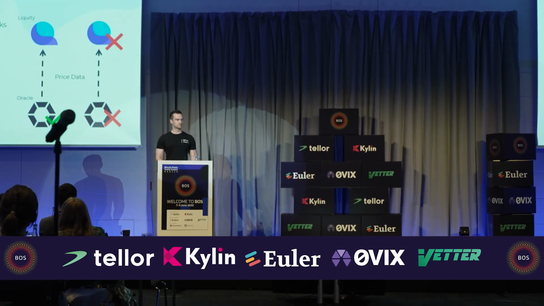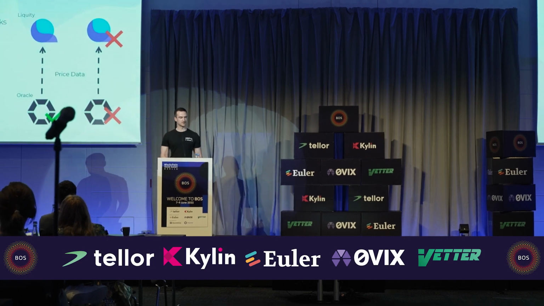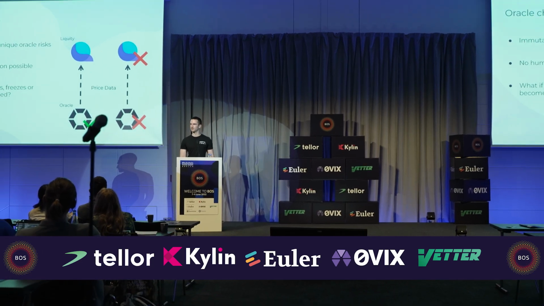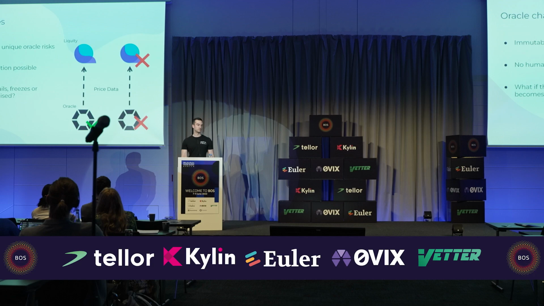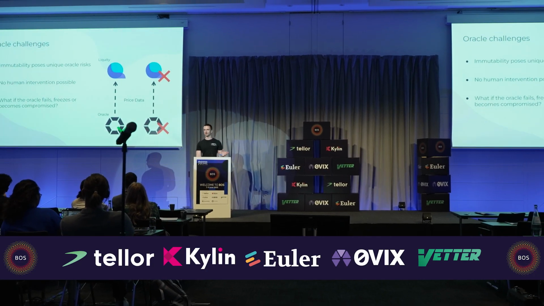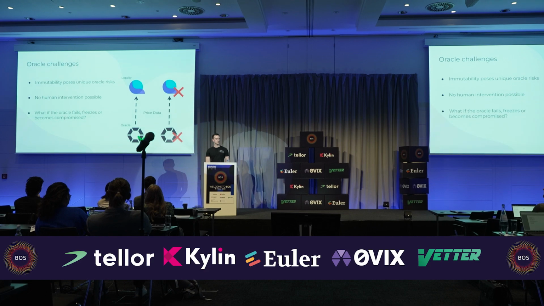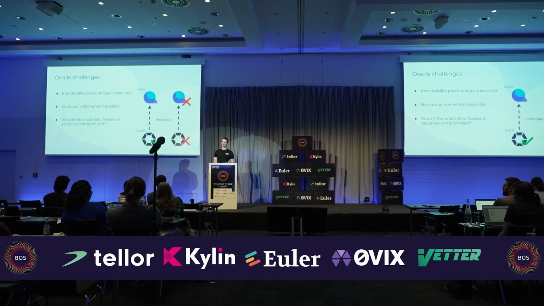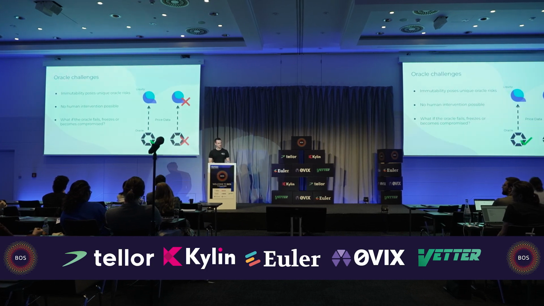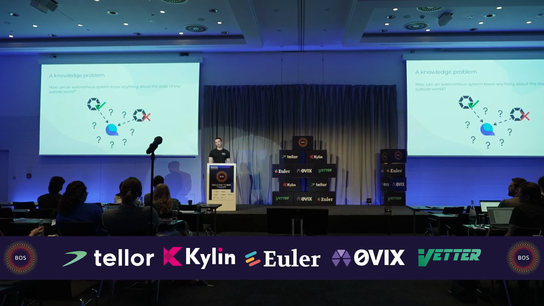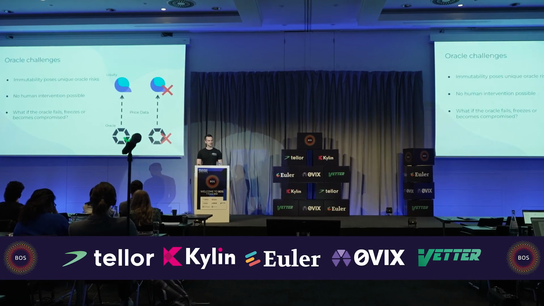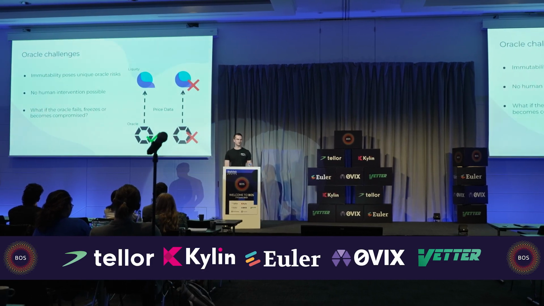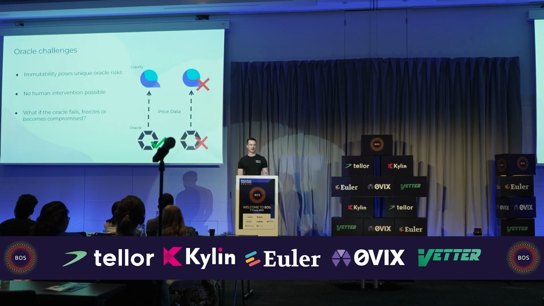So obviously, immutable systems pose unique oracle challenges. Because we can't change anything about it, we couldn't intervene if anything goes wrong with the oracle we're using. So that means we can't upgrade the system, we can't change the oracle address or interface. So the big question is, what happens if the oracle fails or freezes or becomes controlled by a malicious actor? So we need some contingency in case that happens, because if Liquity just relies on one oracle, it's in trouble if that oracle goes bad.